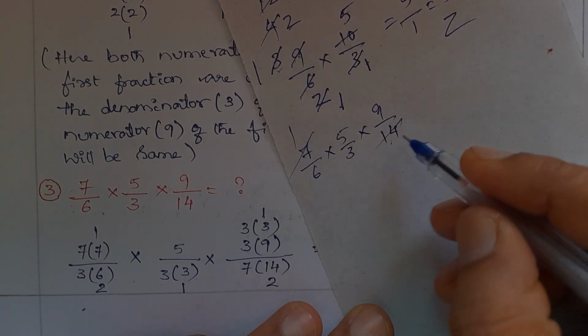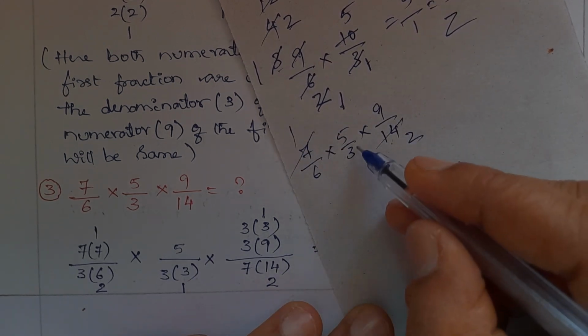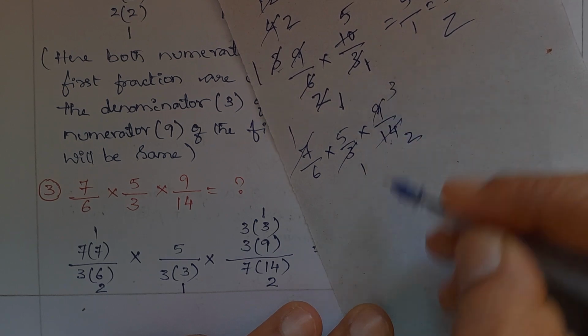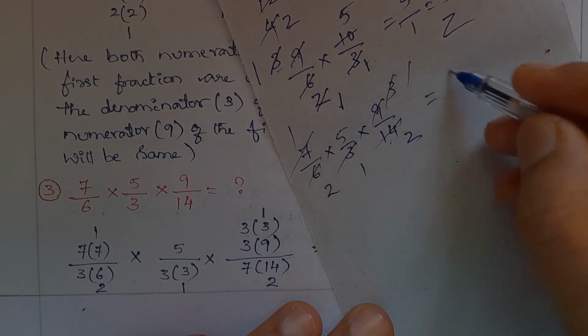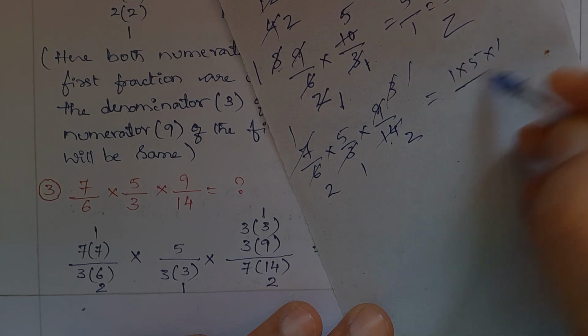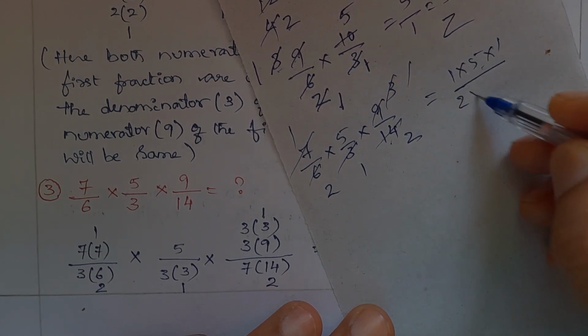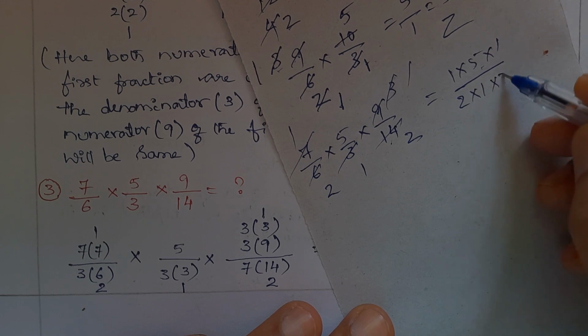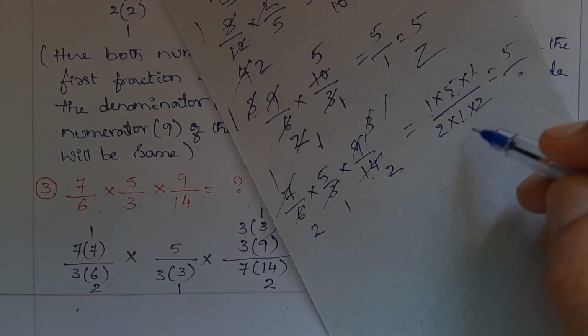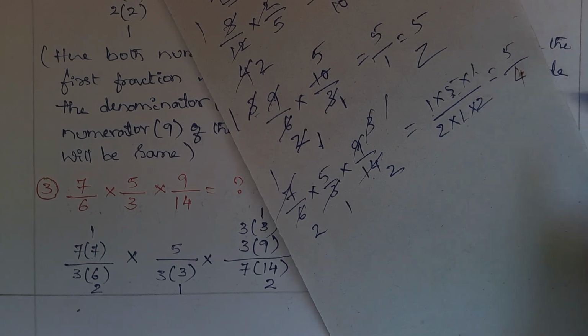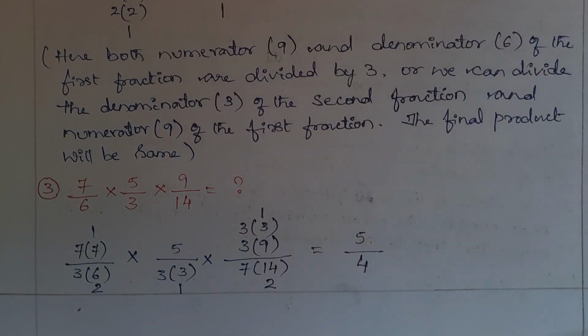7 ones are 7, 7 twos. Next, 3 ones are 3, 3 threes. 3 ones are 3, 3 twos. So 1 into 5 into 1 in the numerator, and in the denominator 2 into 1 into 2. So 1 fives are 5, 5 ones are 5. 2 ones are 2, 2 twos are 4. So 5/4 is the answer.